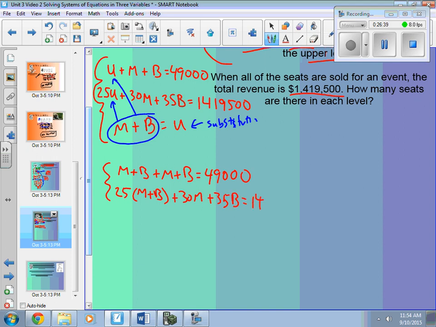Okay, now what you want to do before you start doing any more elimination would be to simplify these two equations, because you can see there's some like terms here that we need to do. There's some distributing that we need to do and probably some combining there. So simplify these out. So the top equation is going to end up being 2m plus 2b equals 49,000. The bottom equation you want to distribute, so it'd be 25m and 25b. If you add those with those other m's and b's, you're going to end up with 55m plus 25 and 35 is going to be 60b equals this dollar amount.